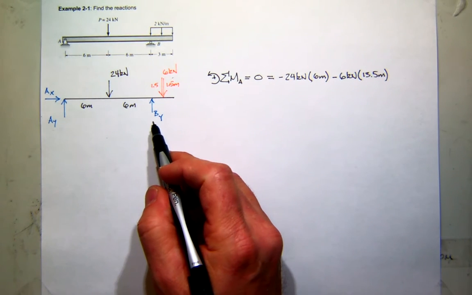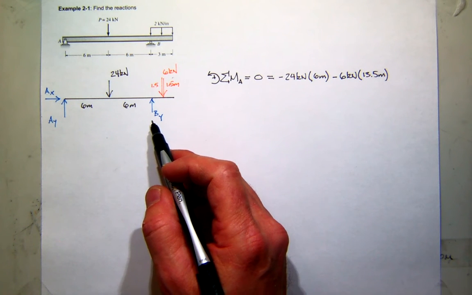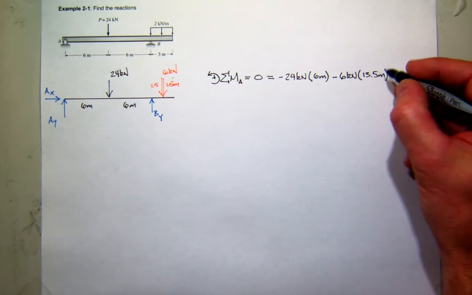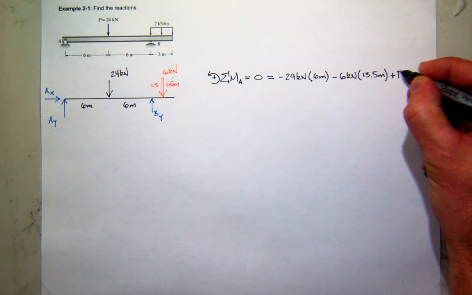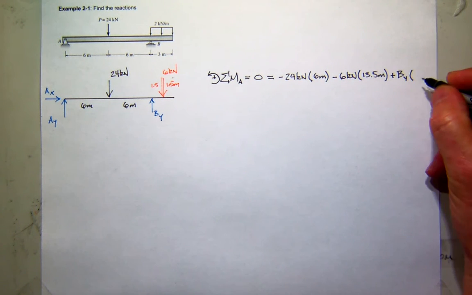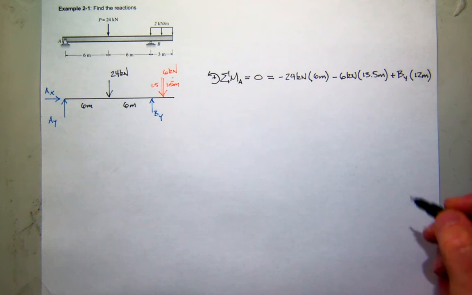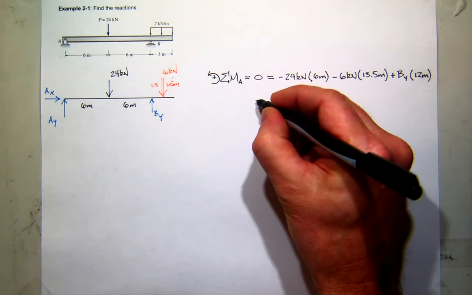Now what's the unknown? By. And I've assumed it to act up. So what kind of moment is that about A with my sign convention? Positive. And what's the moment arm from A to B? 12. So one equation, one unknown. So solve for By. What do you get?